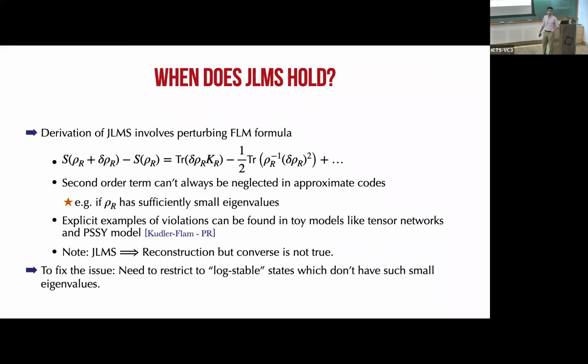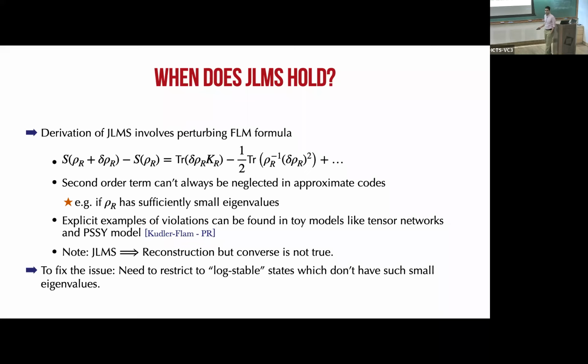So this can be situations where there's an island and you're way past the Page time, and so you can explicitly see that there's a map that can reconstruct the interior operators on your bath, but still you can check that the JLMS formula fails, right? So this is some subtlety that was missed earlier. And the fix is also a little straightforward. It's basically to restrict to states where this term is not important. So that's what we call log stable states.